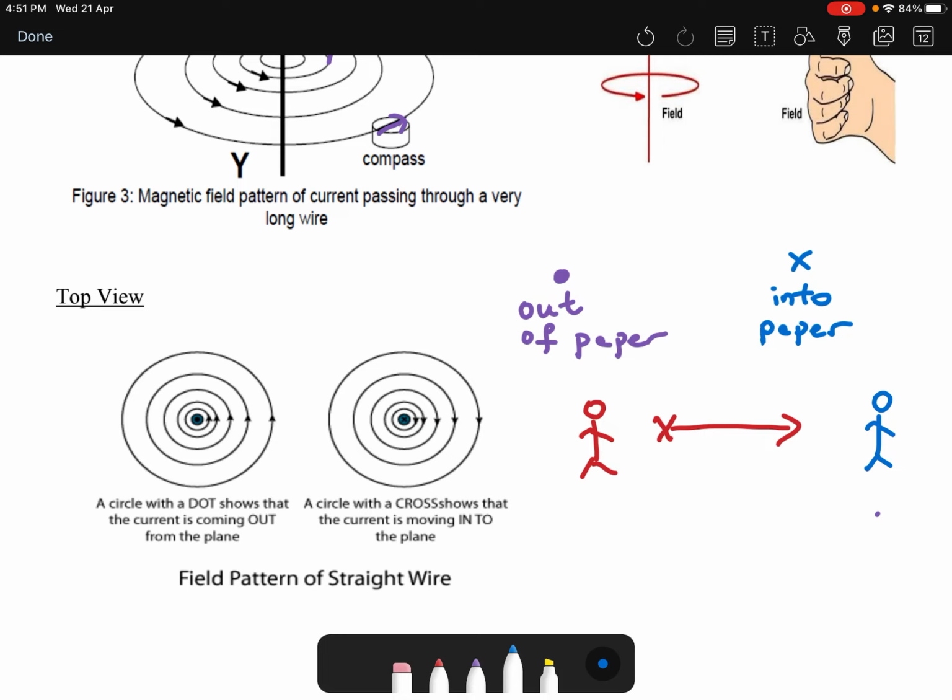For the left diagram where the current is coming out of the paper, if you orientate your thumb out of the paper and curl your four fingers, you notice that the direction of the magnetic field is anti-clockwise. While for the current that is going into the paper, you point your thumb into the paper and curl your four fingers, so the direction of the magnetic field is clockwise. So the right hand rule is very important.